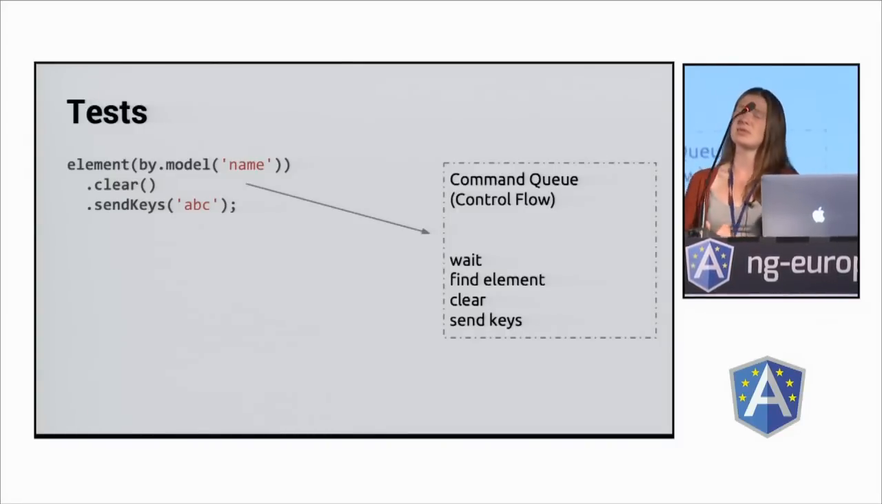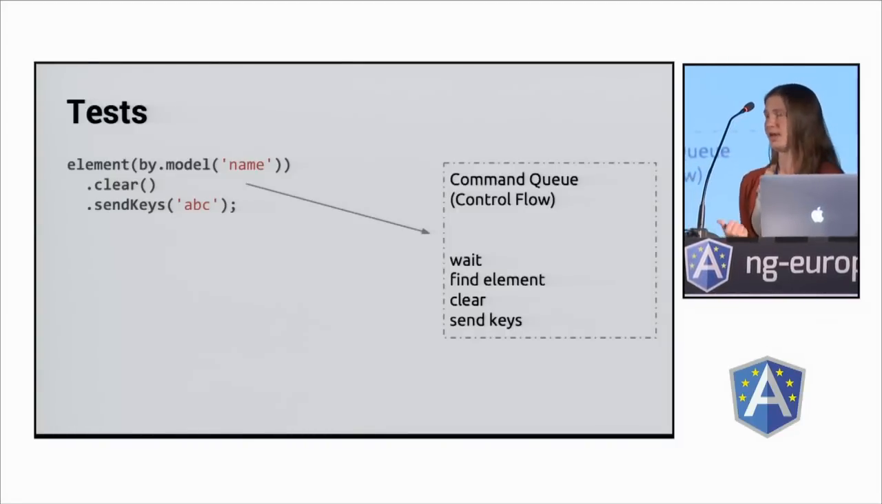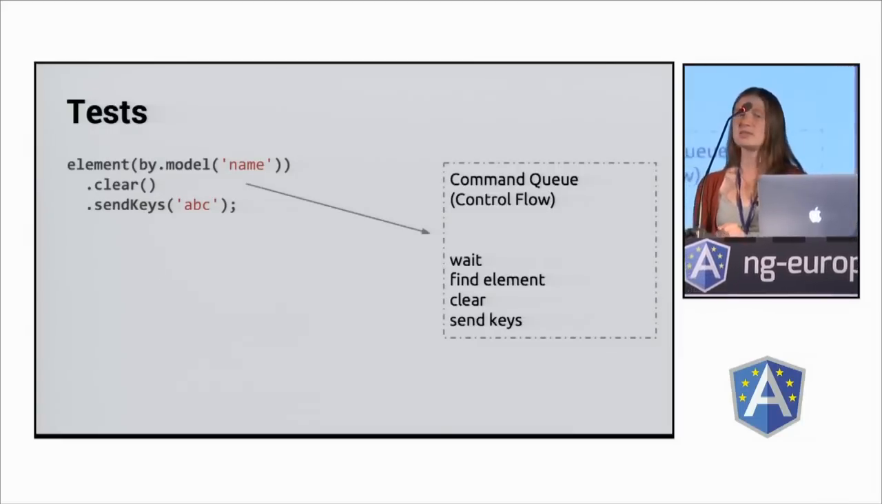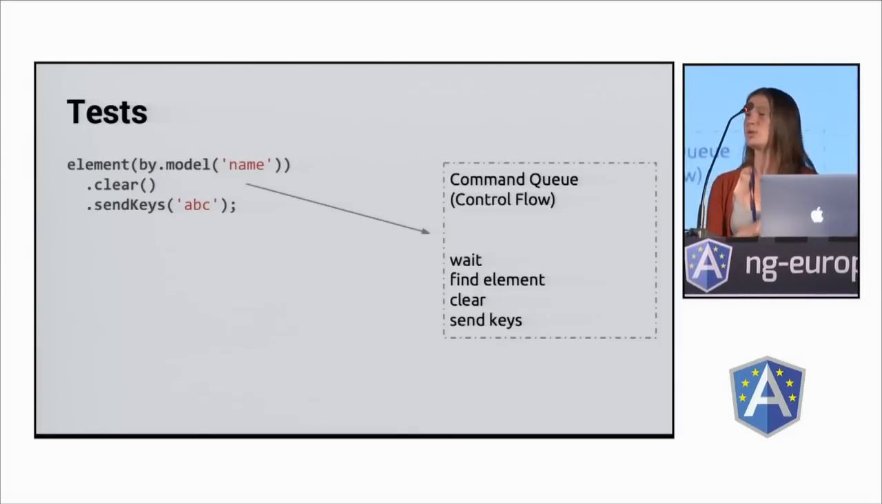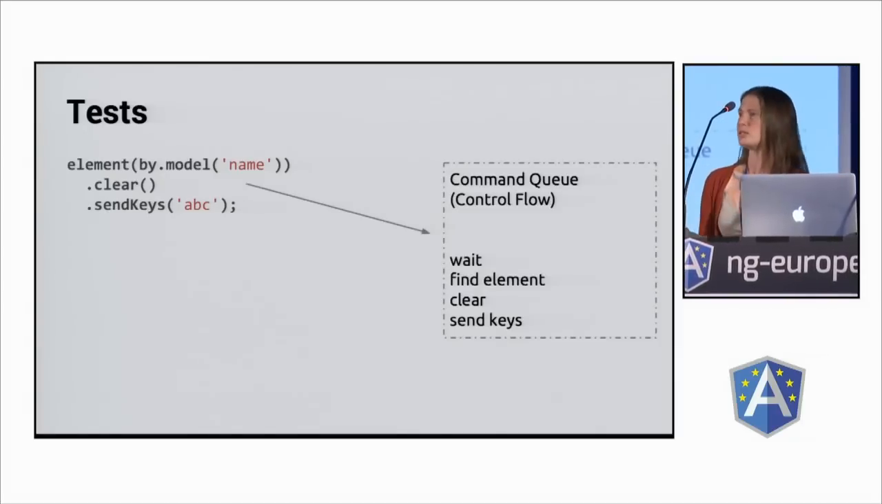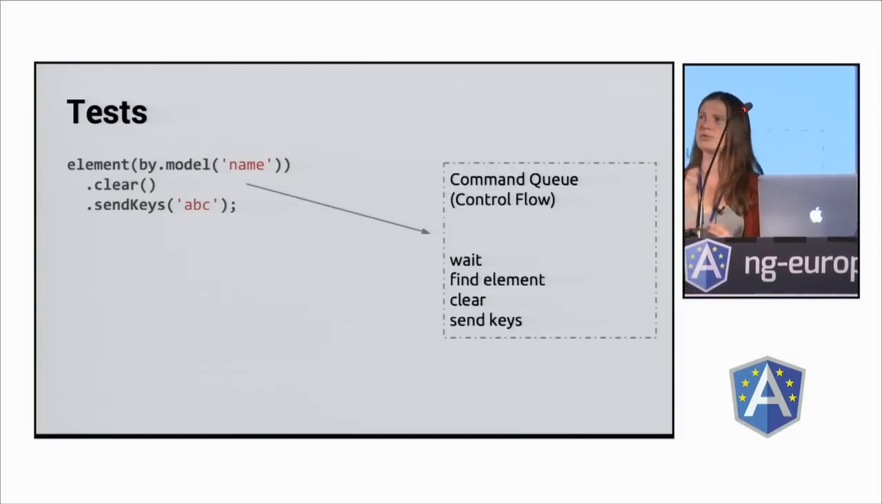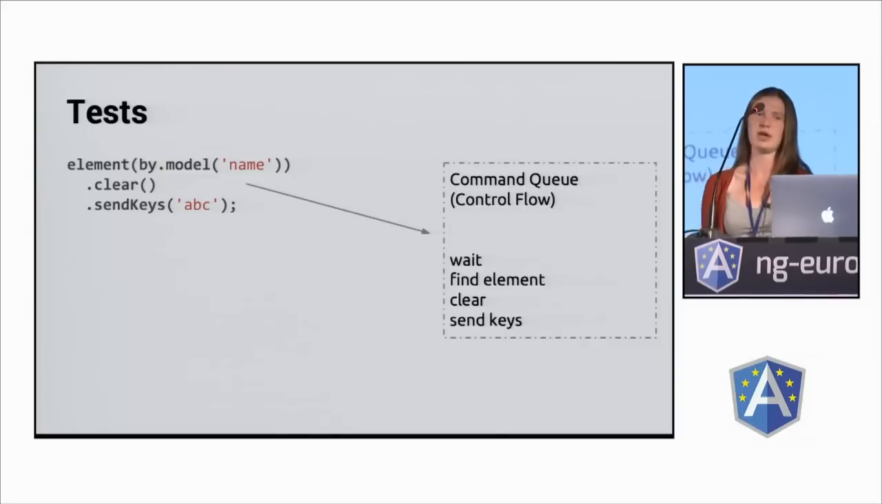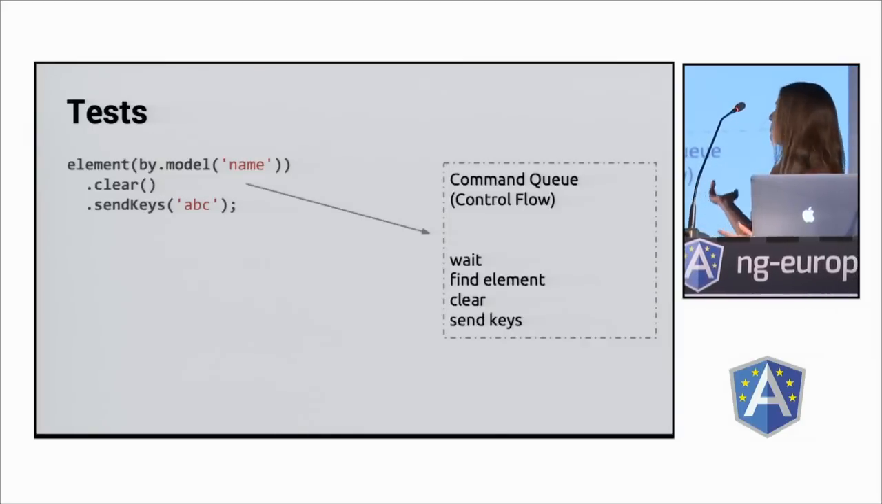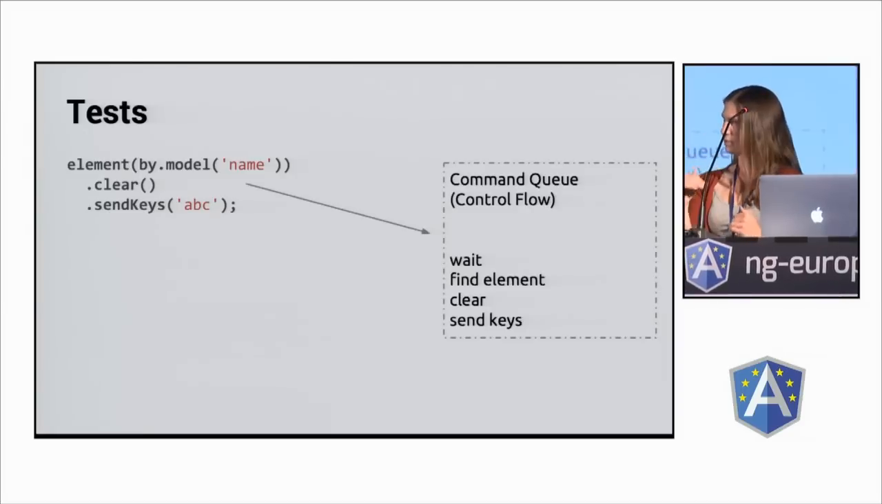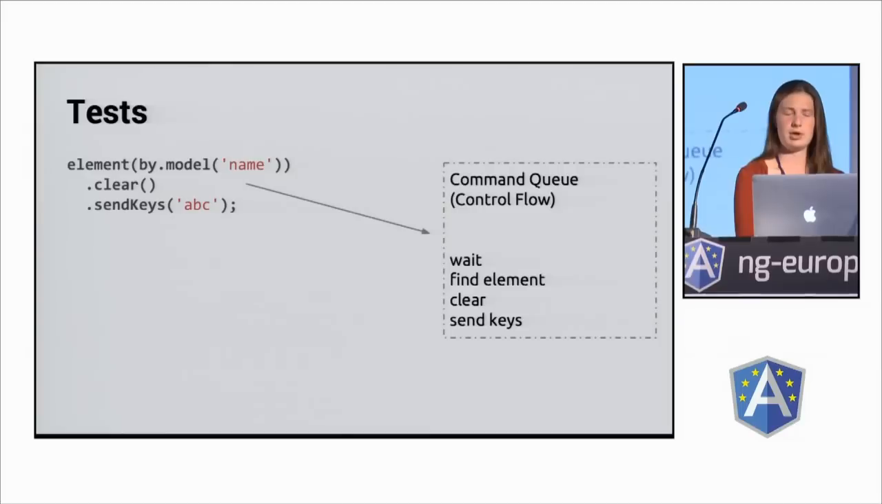And what actually happens with this bit of code is that we'll queue up a bunch of actions. The first one is really important, which is a wait action. And we'll talk about how this works a little bit more. But this is aware of how Angular works, and so it hooks in and waits until any processing or HTTP requests are done so that you won't get race conditions in your tests, and you won't get flaky tests, which is a huge issue for end-to-end tests in general. And then we queue up the other calls, which are finding that element and then clearing it and sending keys. And then once your test is ready to run, these will all go one at a time for the control flow, and you'll get your output.